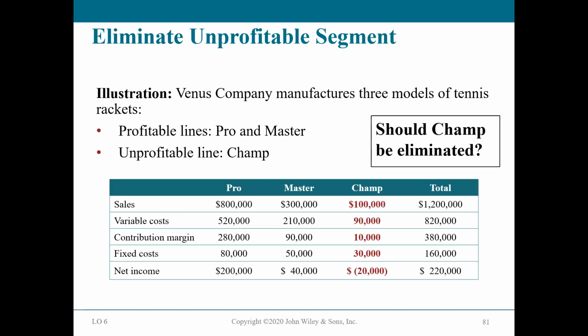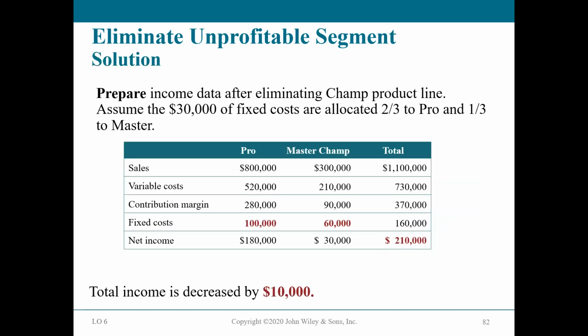So in this example, we have a Pro and a Master line for Champ. We have our sales, variable costs, our contribution margin, fixed costs, and our net income. And so our total Champ net income is a loss of 220. Our Champ line has a loss of 20,000. And we're wanting to know if Champ would be helpful to be eliminated. So we want to prepare income data after eliminating Champ.